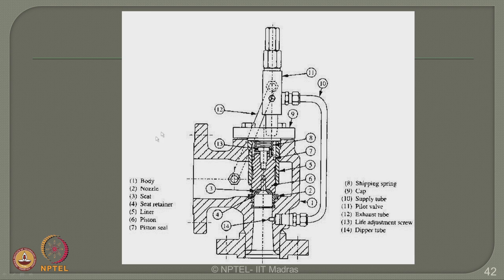You can see here, component 1 is the entire body of the valve, component 2 is the nozzle, component 3 is the seal, and component 6 is the piston, which is shown in the valve here. Component 8 is the shipping spring, which is used to activate the recentering of the valve for closure, and component 14 is the pilot valve, which controls the pressure on the internal line.